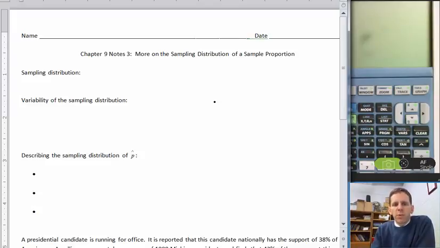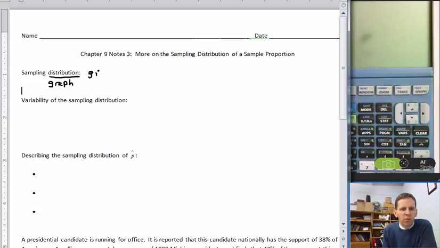These are your Chapter 9 Notes 3 on sampling distributions of a sample proportion. So we're going to talk a little bit about what we did the other day in class where we're working with a sample proportion and a sampling distribution. First of all, sampling distribution, just to recap, a distribution is another word for a graph. So we're dealing with a graph that shows information about samples.